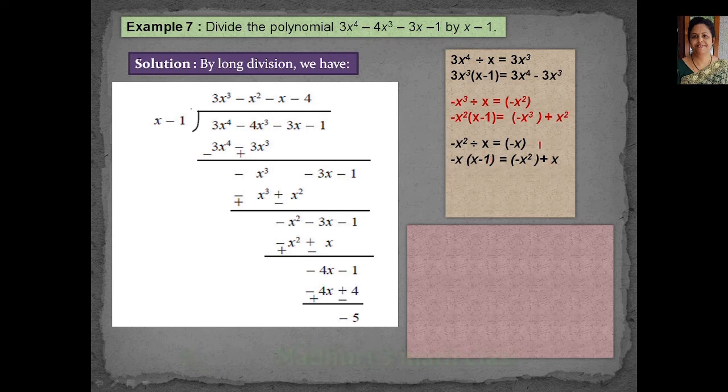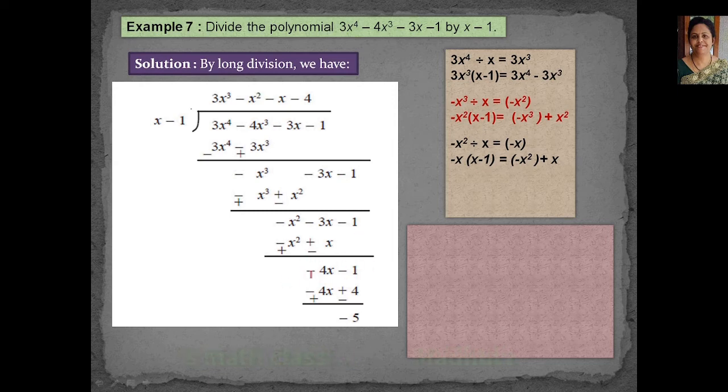So we will subtract this product from the new dividend. So minus x squared minus 3x minus 1 minus minus x squared plus x. So minus x squared minus minus x squared is 0. Minus 3x minus x is the same sign, so sum and same sign. 3x plus x is 4x, and same sign, minus 4x. So now minus 4x minus 1 is the remainder.